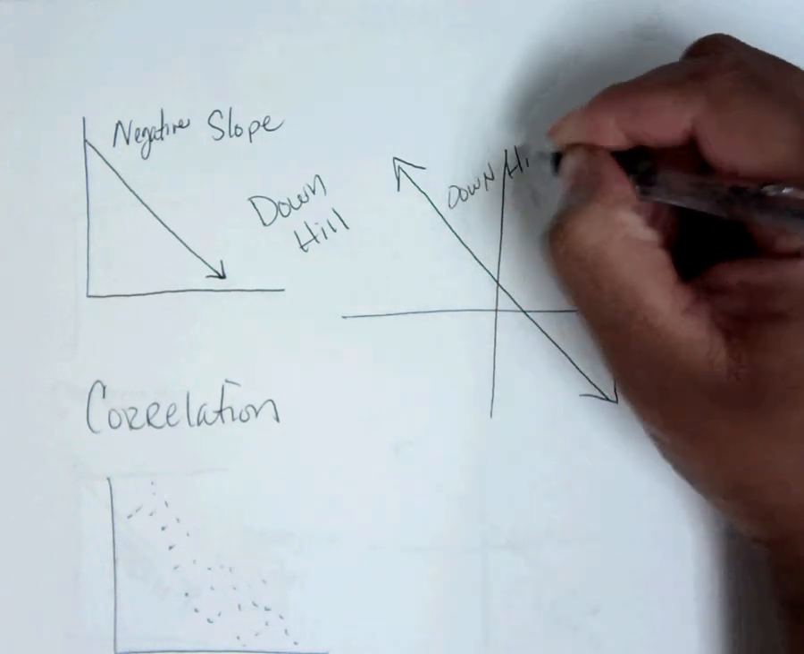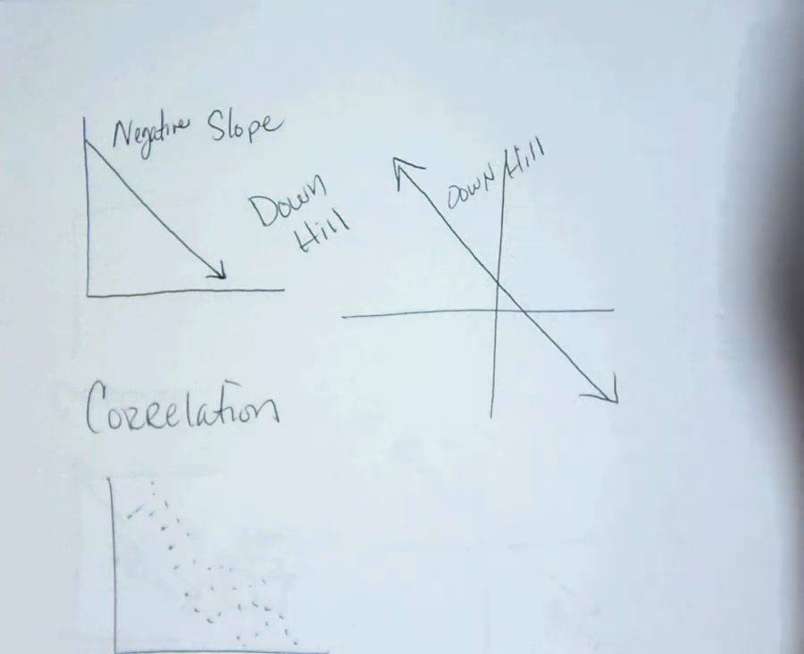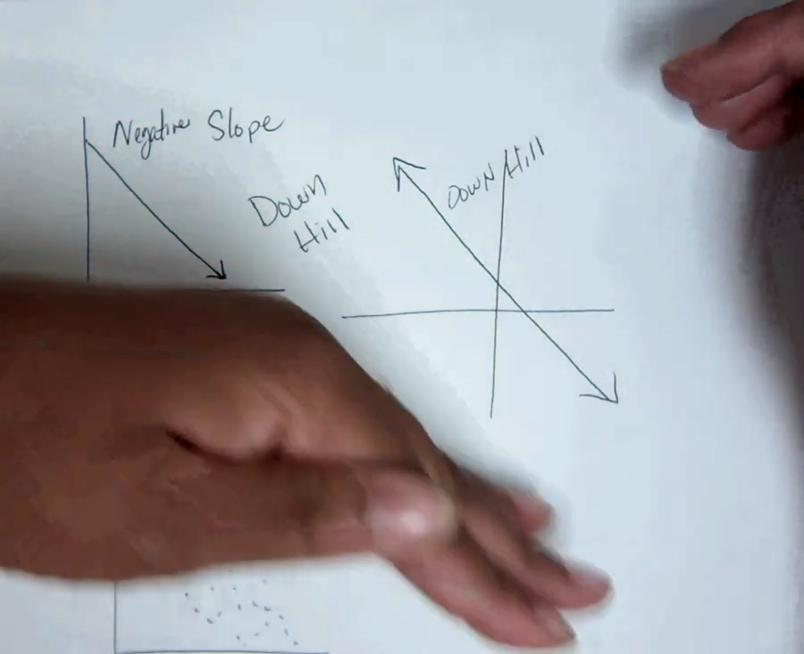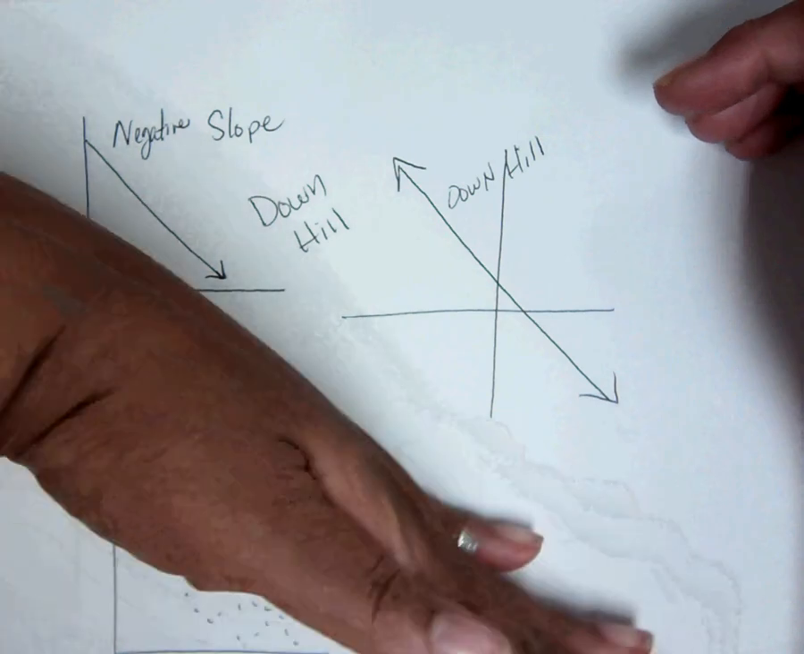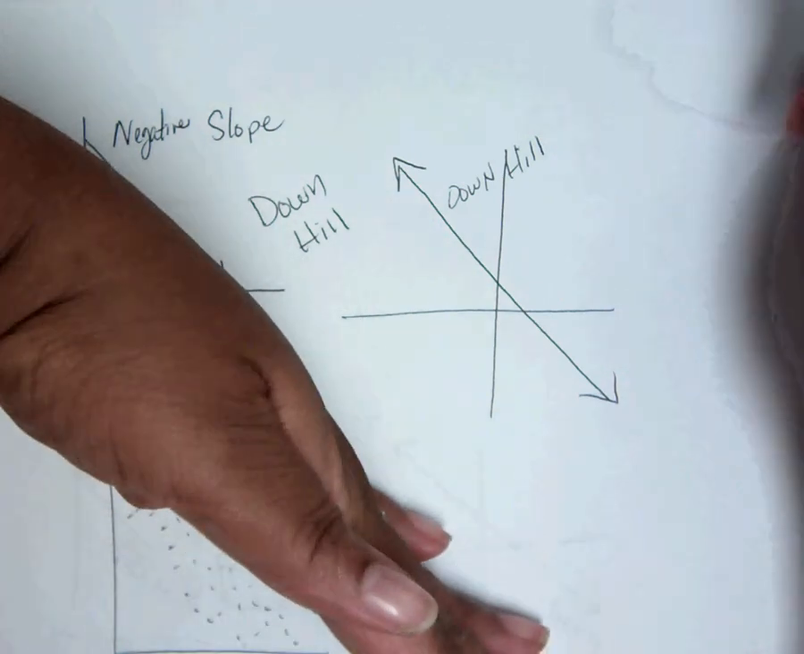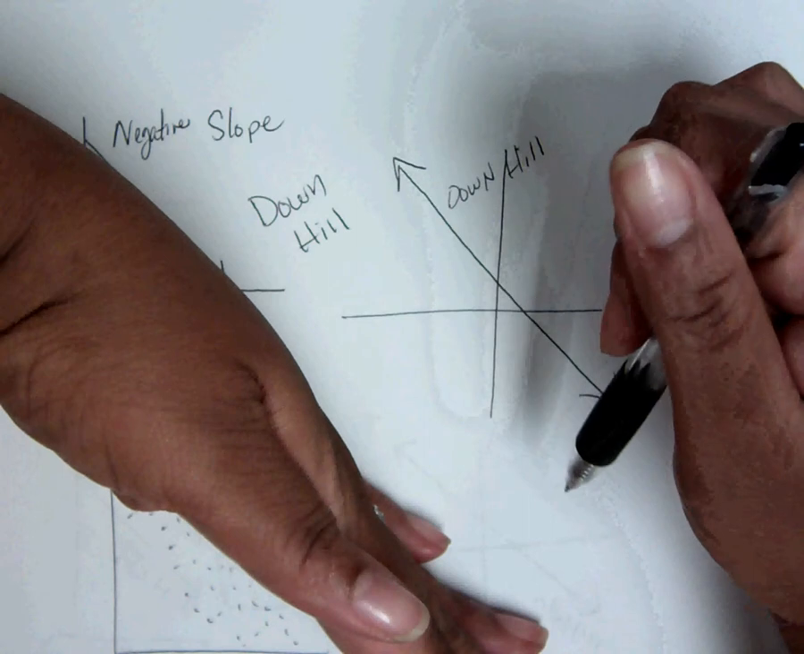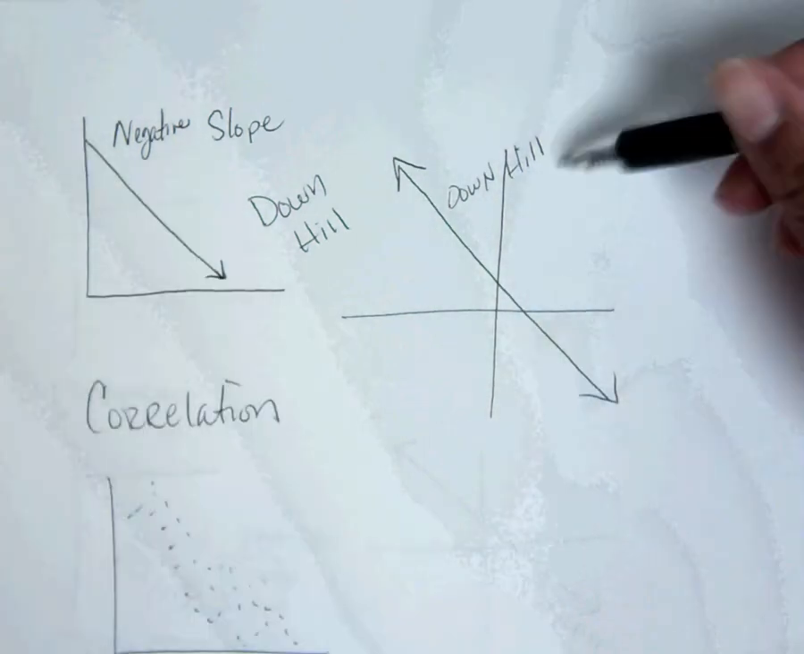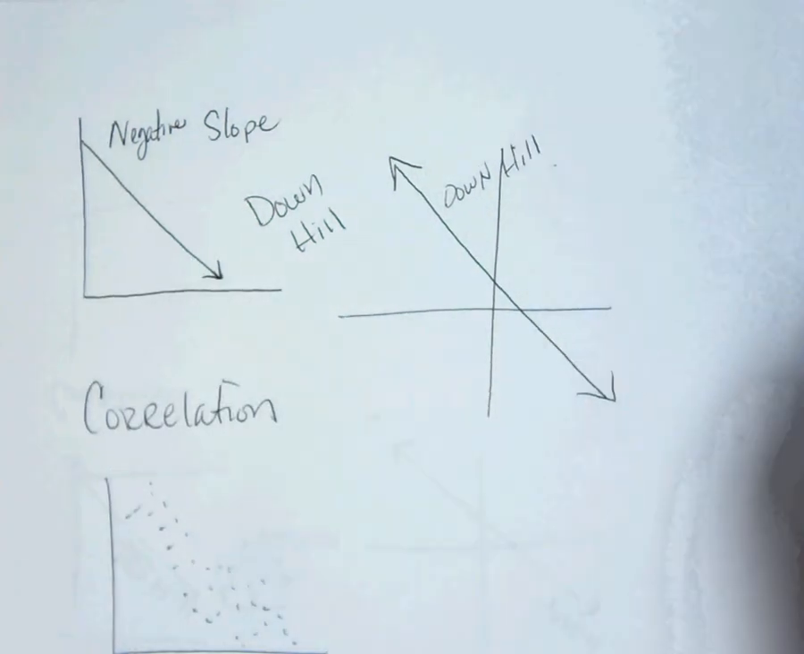So go ahead and use your left arm and point your arm down. It should look like that. Your left arm, no, you have to do your left arm. And so you see, going left to right, it's pointing down. That's down the hill. That's a negative slope.